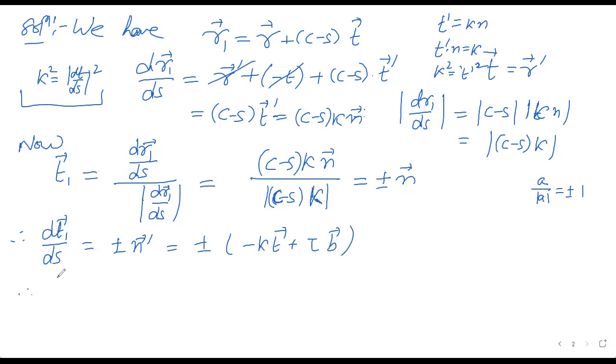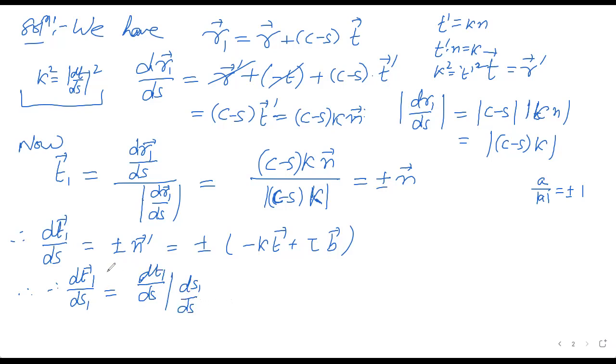What about dt1 upon ds1? If I am taking it with respect to some other parameter ds1, suppose s1 is the natural parameter with respect to c1, so this I can write as dt1 upon ds upon ds1 upon ds. इसे हम ये लिख सकते हैं.